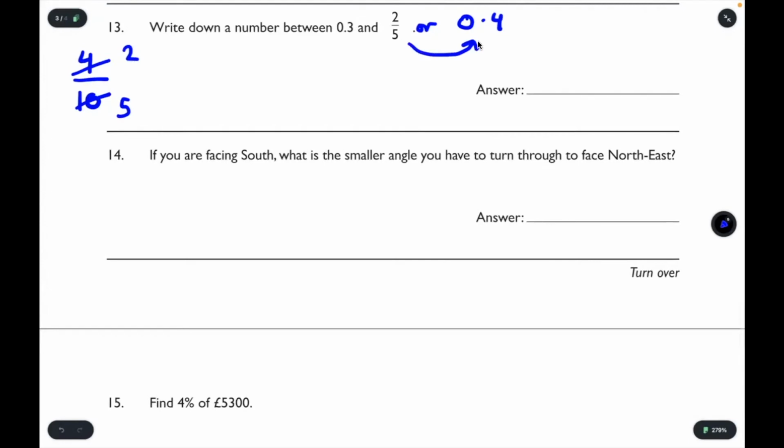We just need to find a number between 0.3 and 0.4. I could say 0.35, for example. The number I choose doesn't have to be halfway, of course. I could have said 0.36. I could have said 0.322. But the main thing is that it has to be bigger than 0.3 and smaller than 0.4.